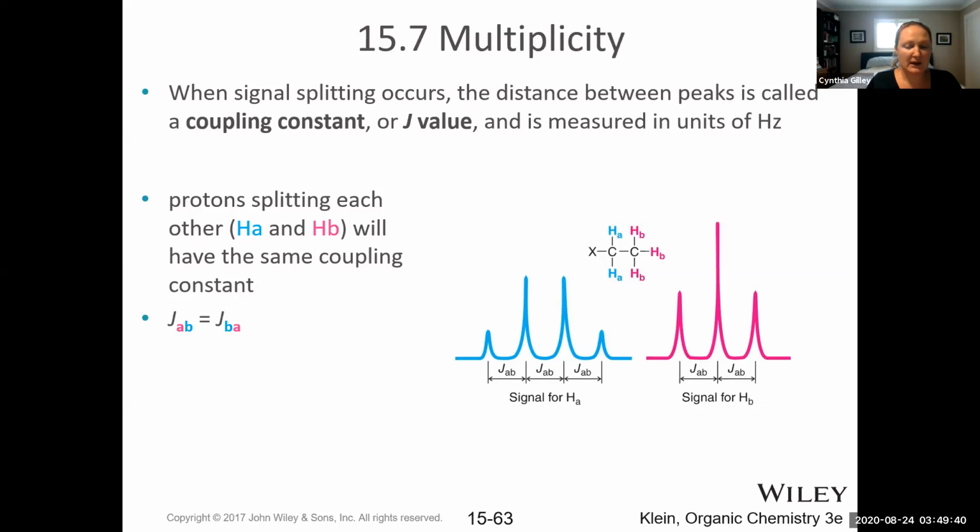But first, let's talk about some definitions that are important when looking at splitting patterns. The first thing is the coupling constant, or the J value, and that's the distance between the peaks in a signal that has multiplicity. For example, in blue here we see a quartet, in pink here we see a triplet. We can measure the exact distance between all of the peaks here. You can see where it says JAB in both of those.